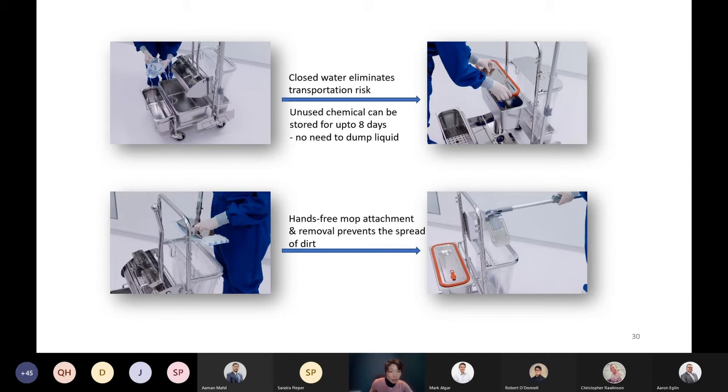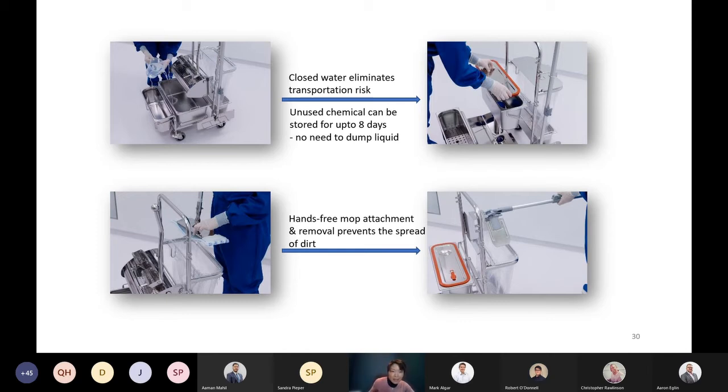we have a closed water system, meaning the dispensing bucket has a lid with a silicone seal. First of all, it prevents the water from being sloshed out of the bucket during transportation. Also, aesthetically, it looks a lot better because you don't see a bucket full of dirty water, like what you would see with the conventional system.